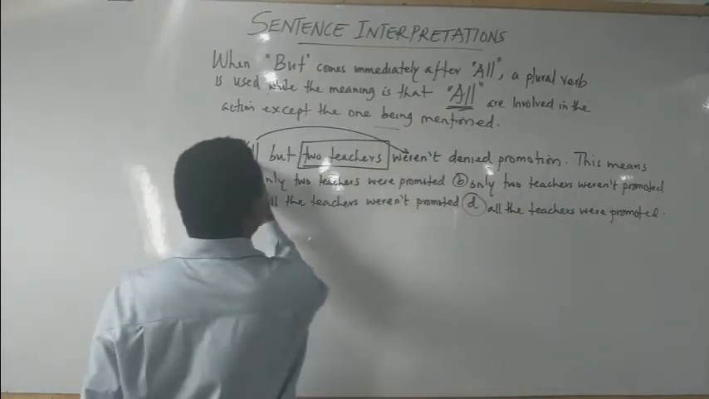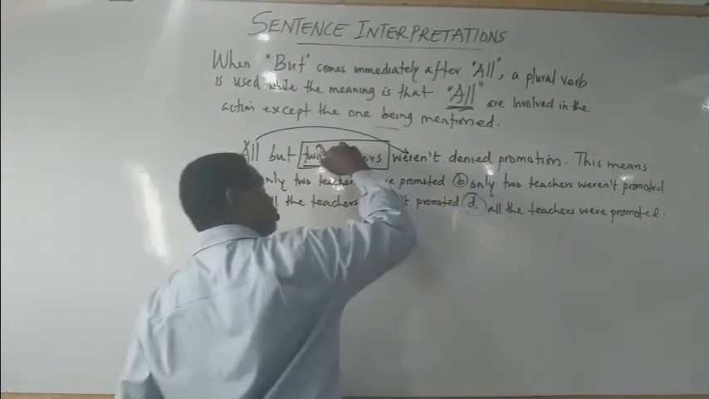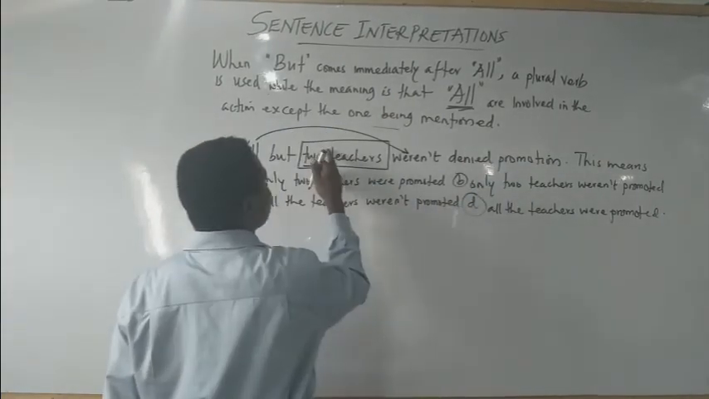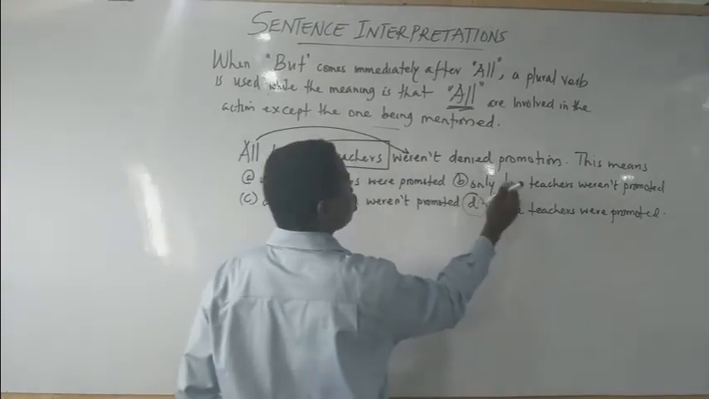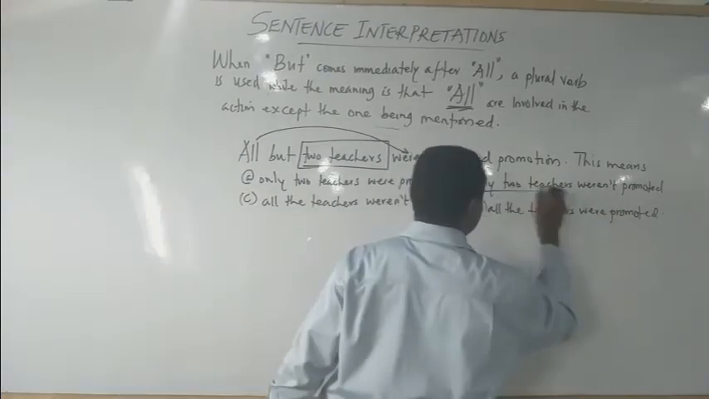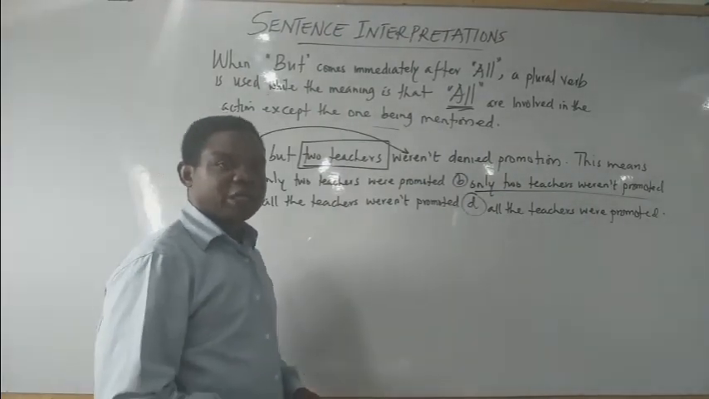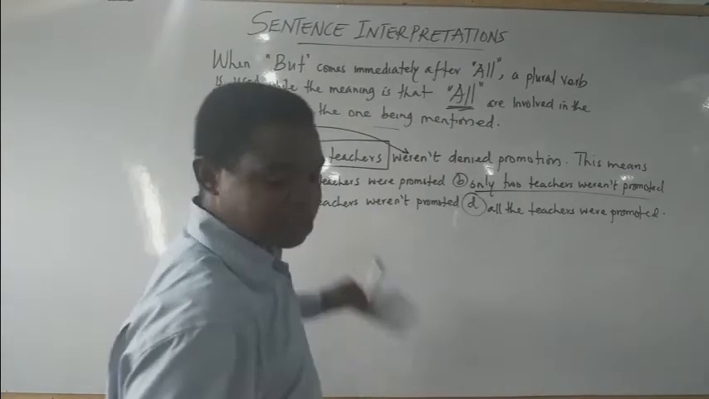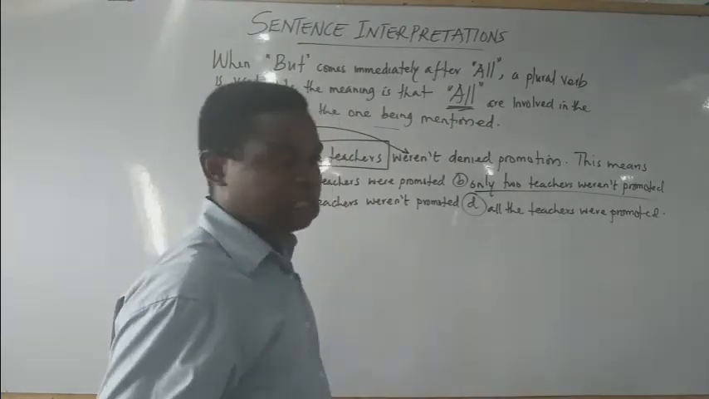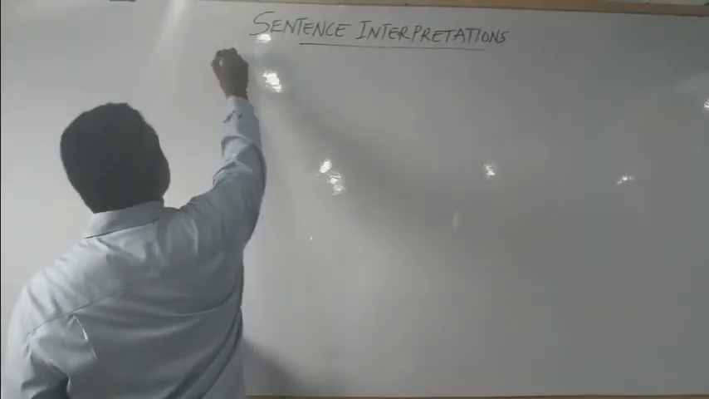You can see that all weren't denied promotion, meaning they were all promoted except two. So only two were not promoted. That would be our answer. Only two teachers weren't promoted. That's option B. So B is our right answer in this instance. That is the first instance of sentence interpretation.